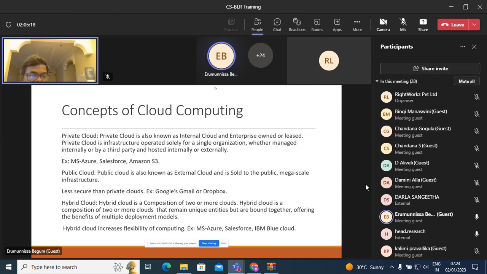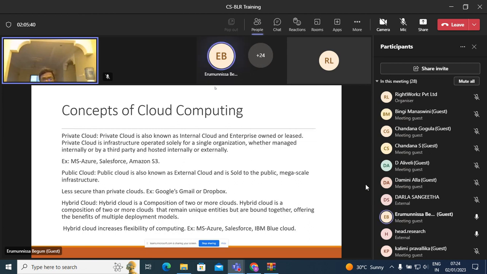Then coming to hybrid cloud. Hybrid cloud is a composition of two or more clouds. Hybrid cloud is a composition of unique entities that are bound together, offering the benefits of multiple deployment models. For example, hybrid cloud increases flexibility also. Examples: MS Azure, Salesforce, IBM Blue Cloud.